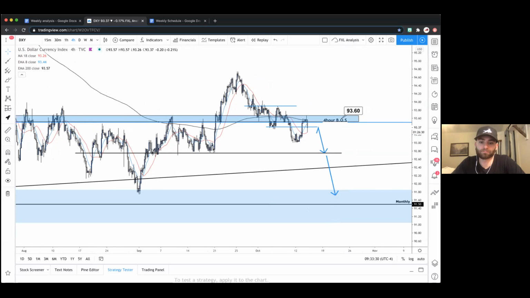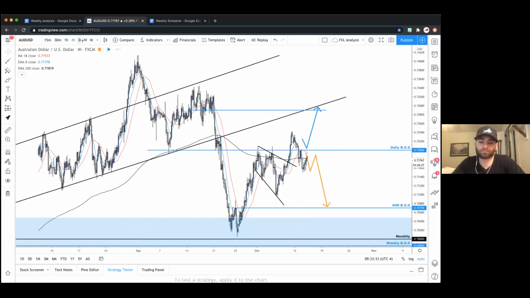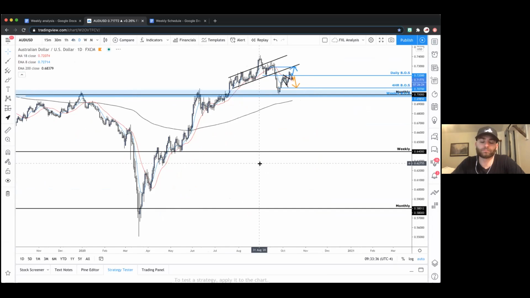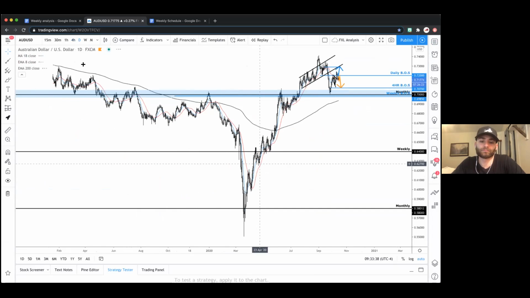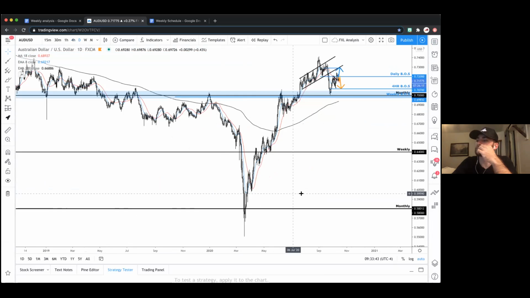Let's move on to AU. First thing we want to do, daily time frame. Overall, we're bullish, right? We were bearish if we look left, breaking through support, testing as resistance, huge Corona spike, shooting to our monthly zone.